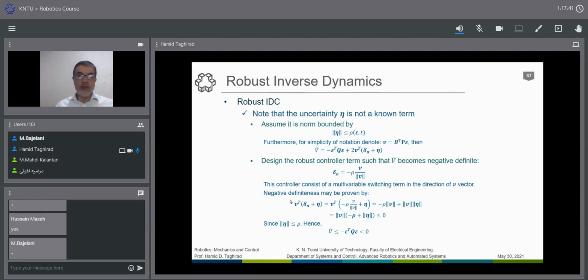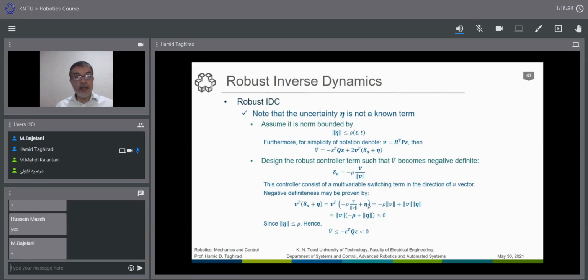The second term, without the 2, again the 2 is not important because it is positive, is V transpose delta plus eta. But we have a V transpose multiplied by that. Just in the worst case, this should be smaller or equal, not equal to each other. If you multiply this by V transpose, we have V transpose times V divided by the norm of V. This is V squared divided by V. This becomes exactly equal to the norm of V.